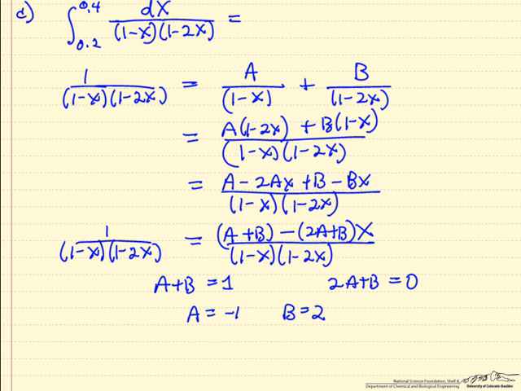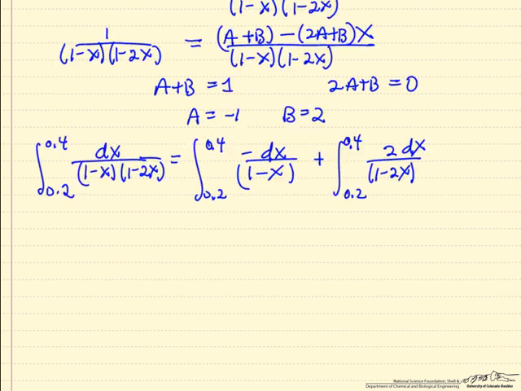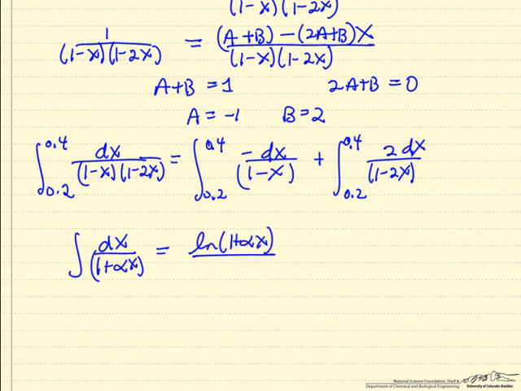We then can go back and substitute this expression with A is minus 1 and B is 2 and carry out the integration. So I've substituted in for A and B to create the two integrals we're now going to calculate. And so in general, the integral of dx over 1 plus alpha x, we're going to integrate that. It's the log of 1 plus alpha x divided by alpha.